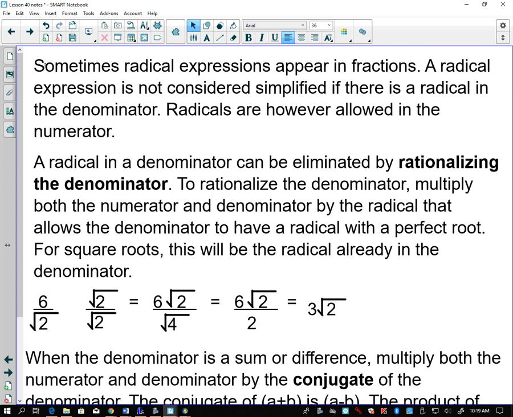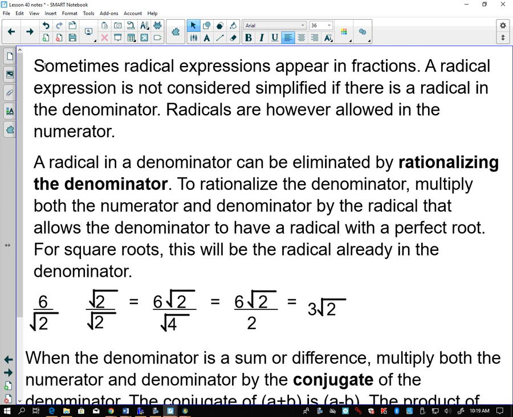So sometimes radical expressions do show up in fractions, and a radical expression is not considered simplified if there's a radical in the denominator. Radicals are, however, allowed in the numerator. That's not a problem. So what we do next is what we call rationalizing the denominator, and this is the part that will follow you around and you'll need to be able to do.